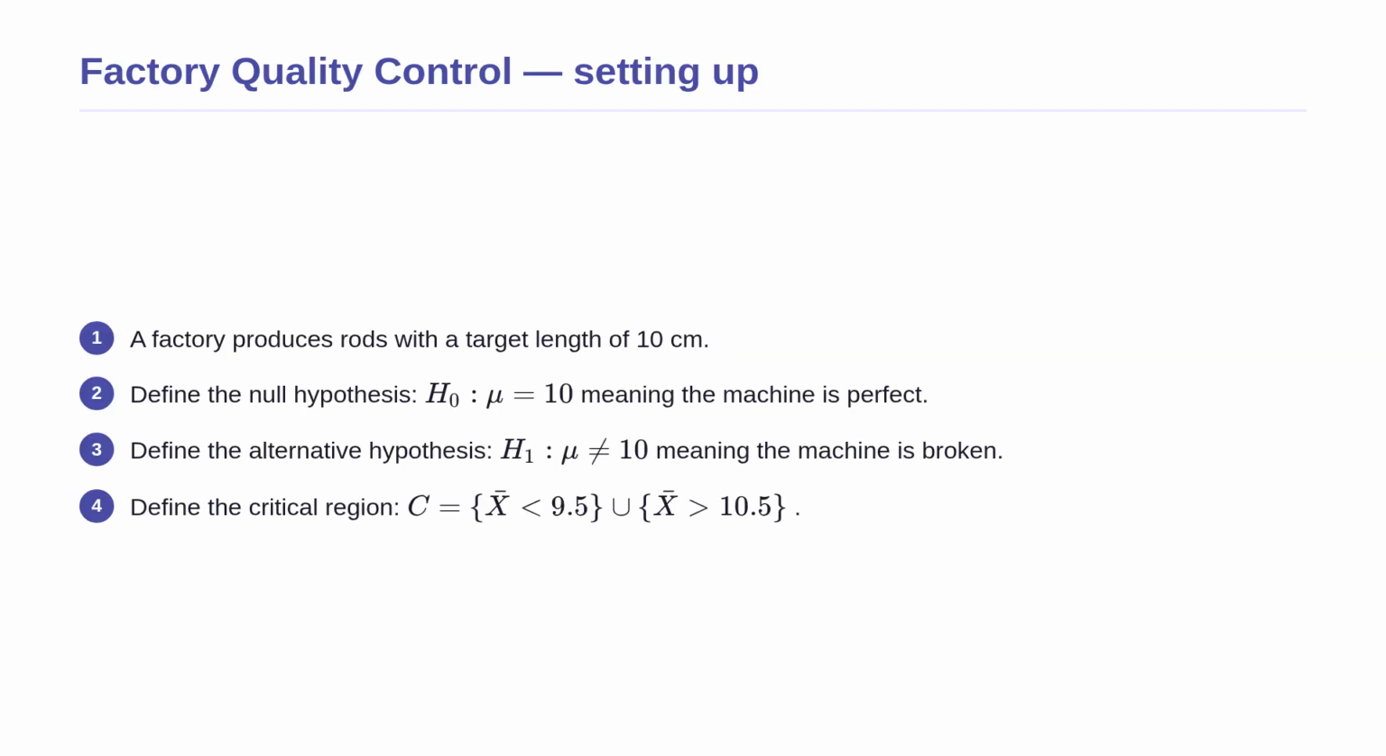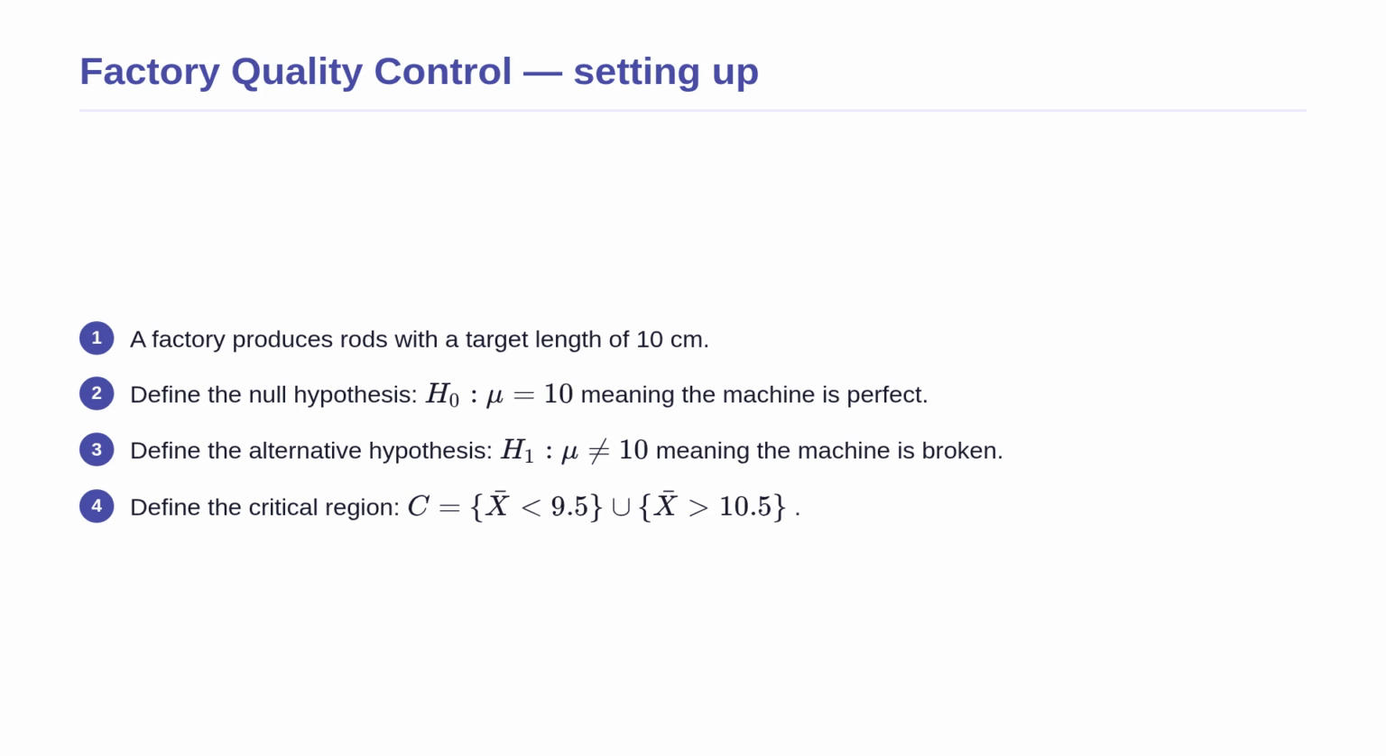Before we calculate probabilities, let us see this with a concrete physical example. Imagine a factory producing metal rods that are supposed to be exactly 10 centimeters long. Our null hypothesis is that the machine is working perfectly, so the average length is 10. The alternative hypothesis is that the machine is broken, so the average length is not 10.